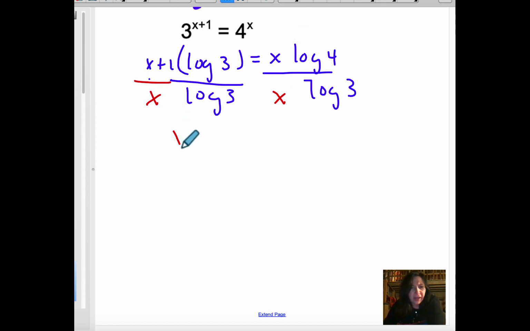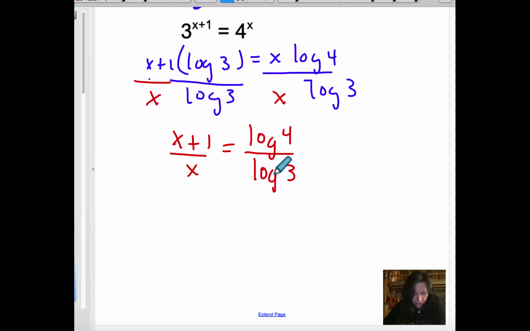So that on the left, I get x plus 1 over x. And on the right, I get log base 10 of 4 over log base 10 of 3. And I'm going to get that value for that problem. So I'm going to say log of 4 divided by log of 3. And we get 1.26. So I've got x plus 1 over x is equal to 1.2619. And then that's over 1.